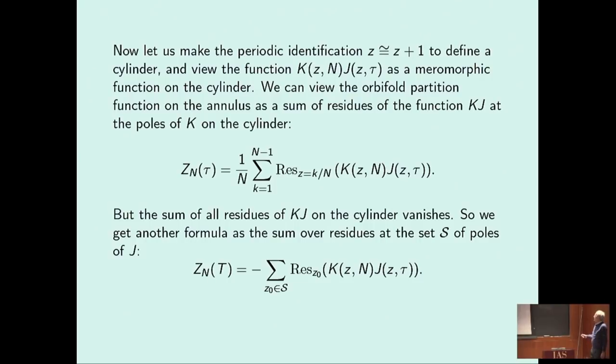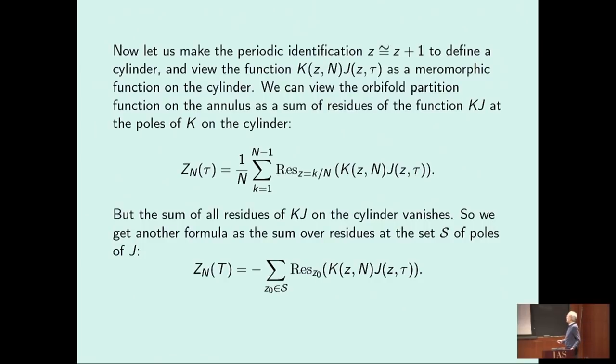We can view the orbifold partition function as a sum of residues of the function kj at the poles of k. Because, well, first of all, j does not have poles at the poles of k. So the residue at a pole of k is just 1, the residue of k, times the value there of j. So this is just a way to write an expression for the sum of certain values of j, and the sum of those values of j is the orbifold partition function.